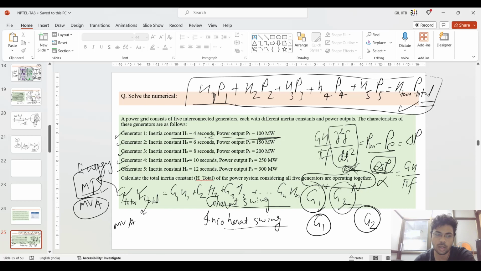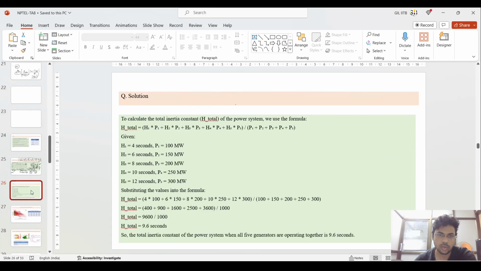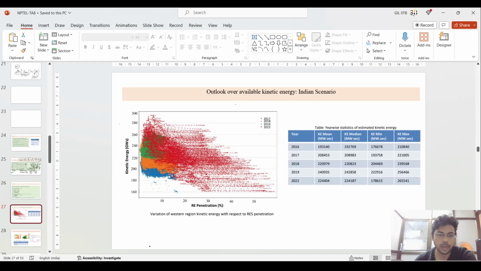Based upon that you can get the H, the inertia the total system can have when operating together, meaning swinging coherently. This is the solution which I have given, that you can utilize. You just add the P, that is the P total, and the GH is such that 4 multiplied by 100 and 6 multiplied by 150, and you will get the inertia constant, that is 9.6 seconds.